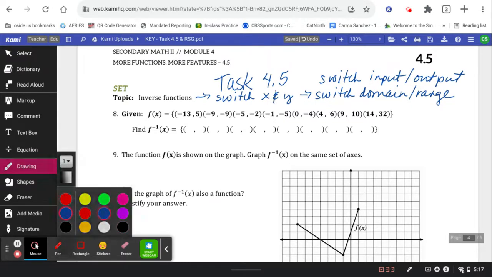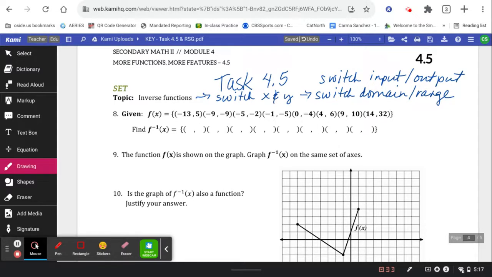So in this first example here, it's giving me a list of x and y pairs or coordinates. So I literally just flip it around, you guys. My point, negative 13, 5, just flips to 5, negative 13. That's it. The signs stay the same and everything. Negative 9, 9 turns into 9, negative 9 still. Negative 5, negative 2 flips to become negative 2, negative 5. Negative 1, negative 5 becomes negative 5, negative 1. 0, negative 4 becomes negative 4, 0. 4, 6 becomes 6, 4, et cetera.